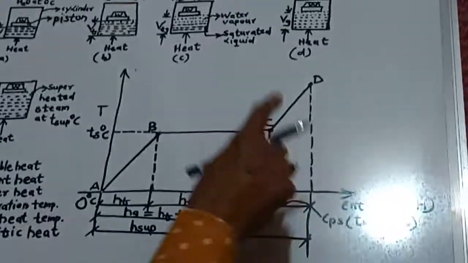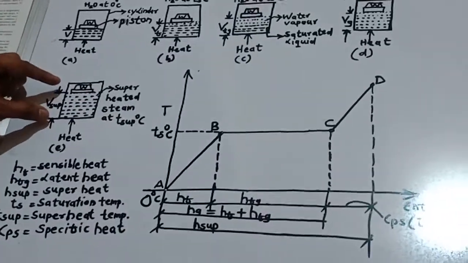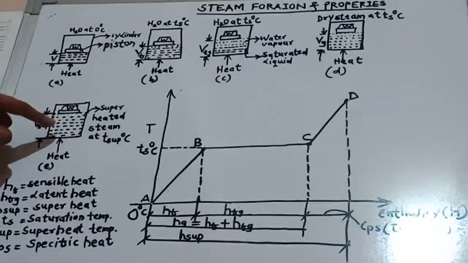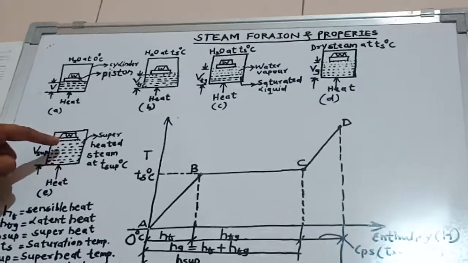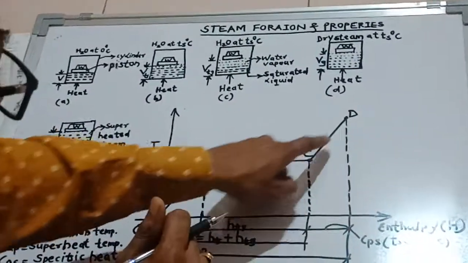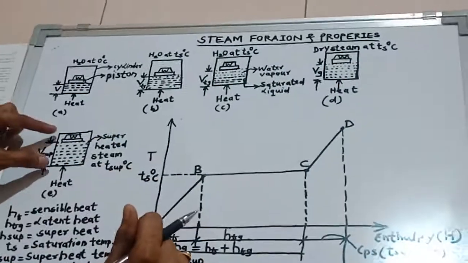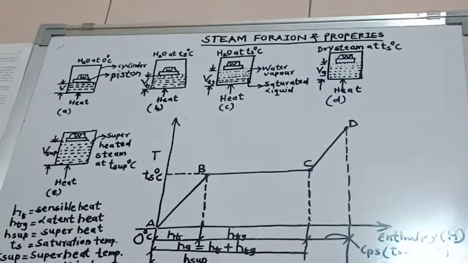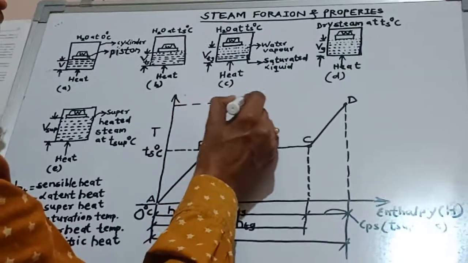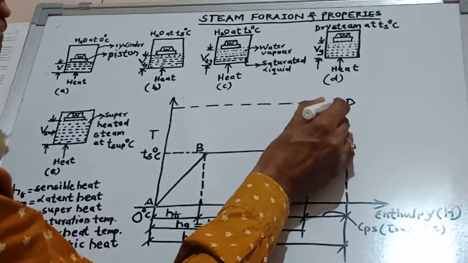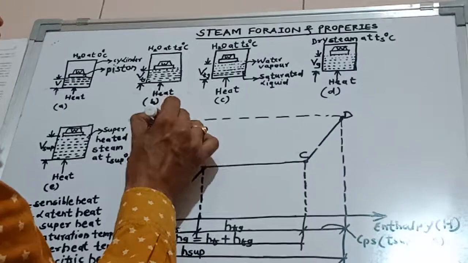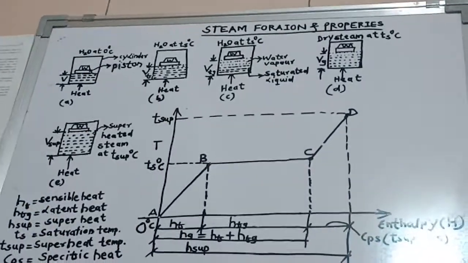This is point C. Now on further heating, this dry steam will be superheated and converted to superheated steam, and the volume is V super. We reach point D. This is diagram number E. And what is the temperature here? The temperature is T super.